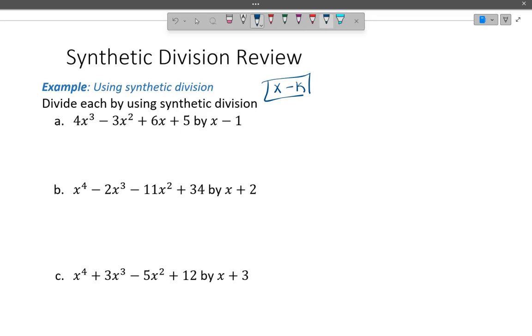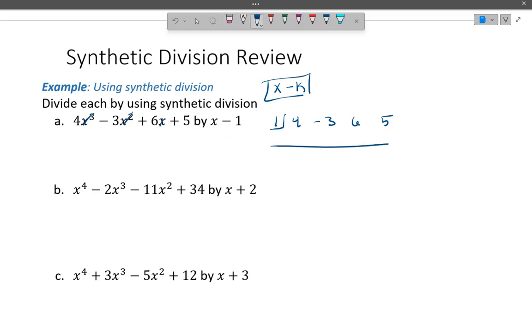And we set it up by using the box and stripping out all the variables, leaving just the coefficients of the polynomial that we are dividing. So here we're dropping the x to the third, the x squared, and the x, and we're just leaving the 4, -3, 6, and 5. And inside the box will be the value of k. If x minus 1 is our expression x minus k, then k equals 1. And so that's the number that we're going to put in the box.